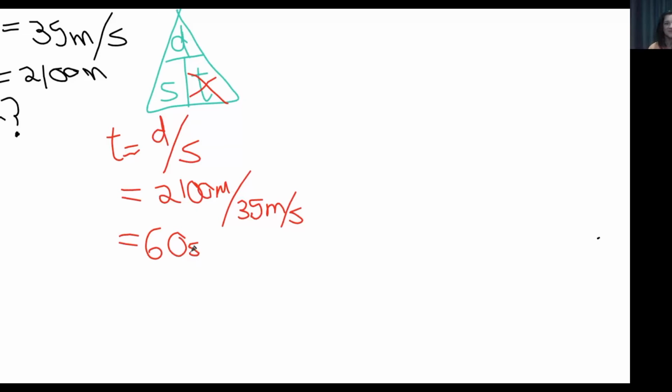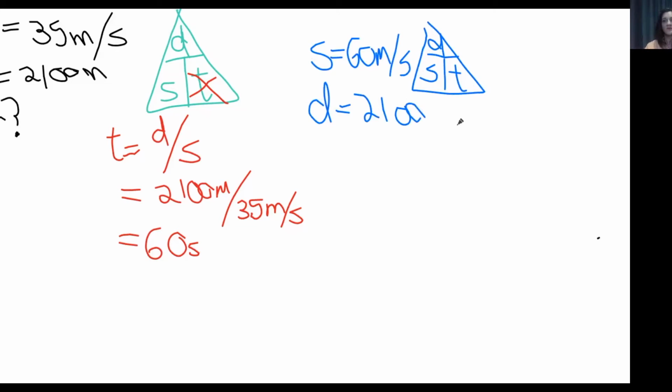So welcome to the next part, where we already have the worked example we completed for Sophia. And our new information for Sophia is that she gets into a car with a speed of 60 meters per second. So therefore, we have to change our information. s equals 60 meters per second, and we have 2,100 meters. And we're still calculating or finding time.